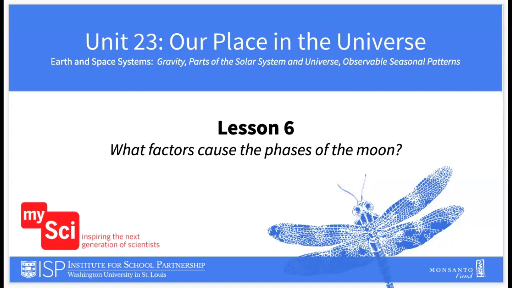Welcome to Lesson 6 of mySci Unit 23, Our Place in the Universe. In Lesson 6, students will answer the question, what factors cause the phases of the moon? They will observe patterns in the phases of the moon over the course of the month and use models to explain what causes these patterns. Students will figure out that the rotation of Earth causes the moon to appear to move across the sky. The revolution of the moon around the Earth, as the Earth orbits the sun, causes the phases of the moon.